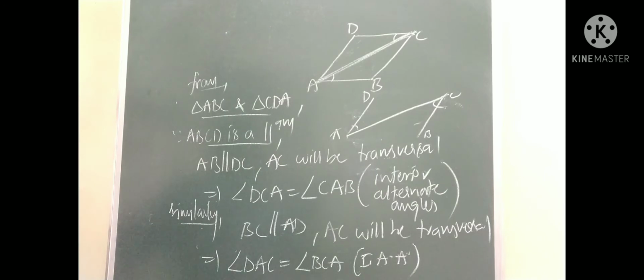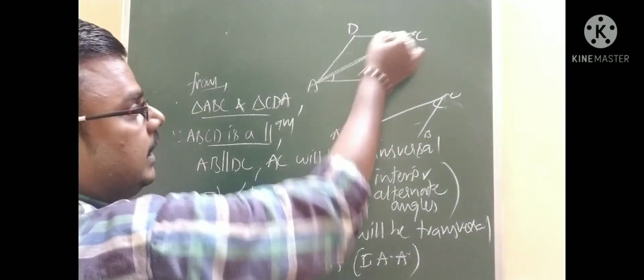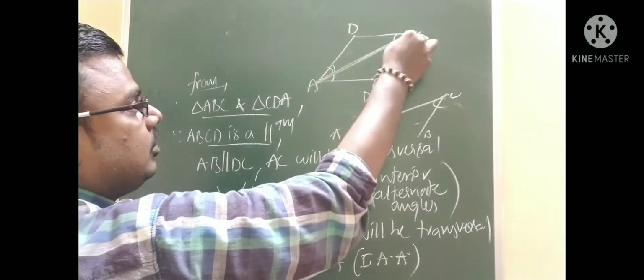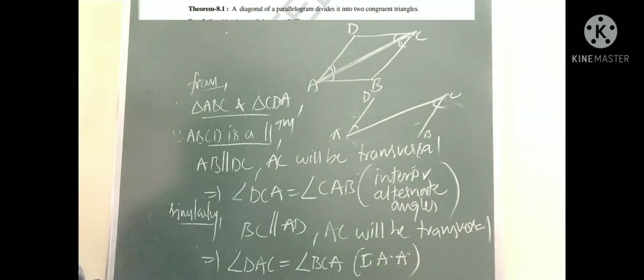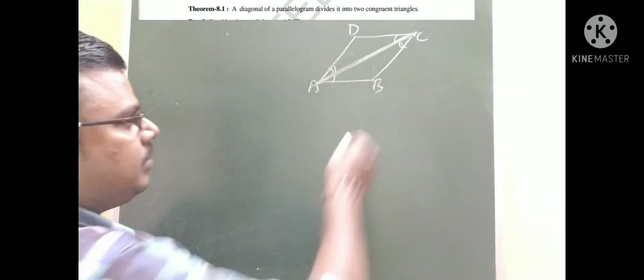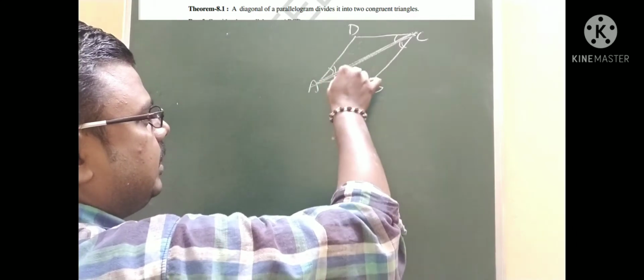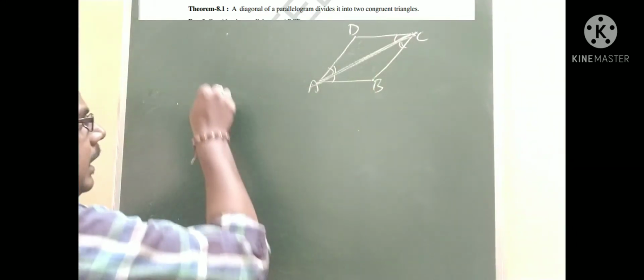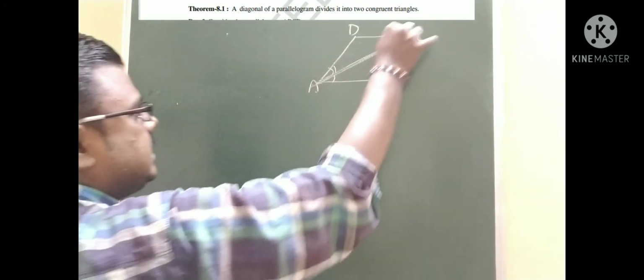So here what happened? We got two angles equal. This angle is equal to this angle, and this angle is equal to this angle. Now apart from this, in both the triangles we have shown that this angle is equal, this angle is equal, and at the same time we have this AC as a common side.